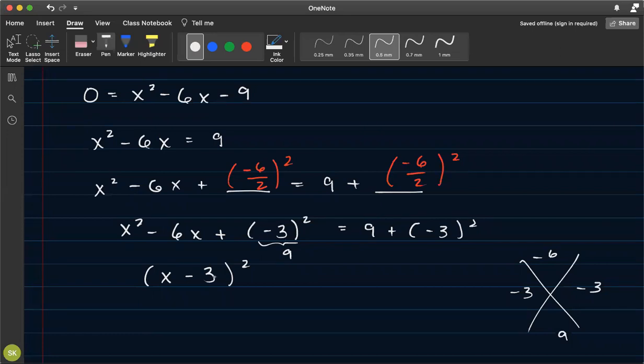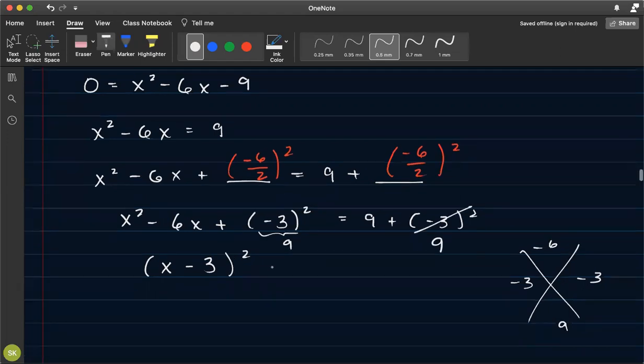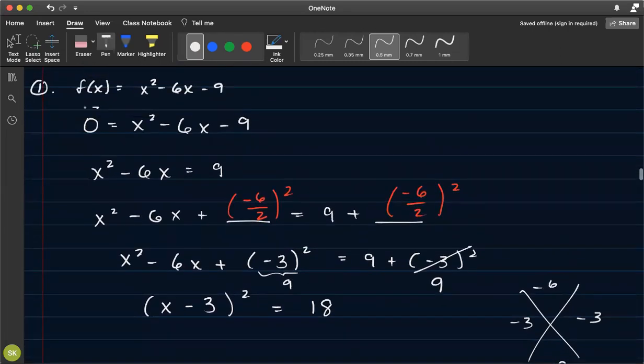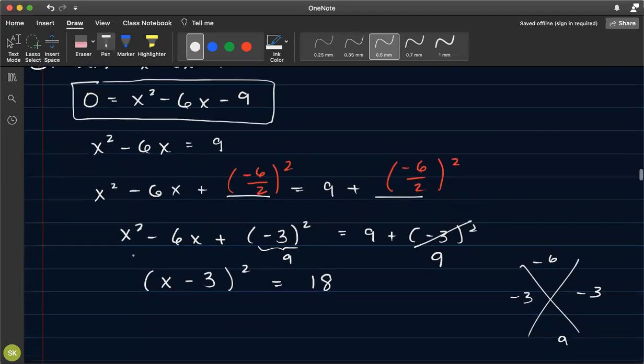That's the number that you're going to put here. Now this piece you can square, that's just 9. And so on the right-hand side, I get 18. And now you see we have transformed this function that we set equal to 0 into this one.